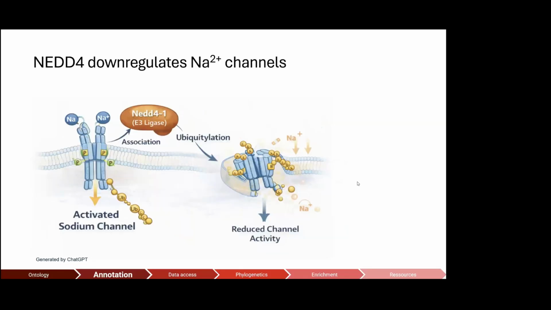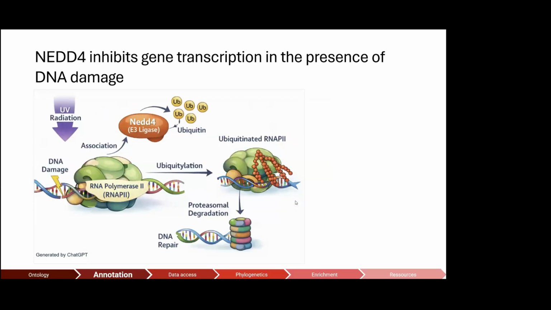This same protein can also downregulate calcium channels. So same principle at the plasma membrane. You have an activated sodium channel, and once it's activated, it gets ubiquitinated to reduce the channel activity. So another substrate, another biological process. Okay. And a third example, it can also inhibit gene transcription in the presence of DNA damage.